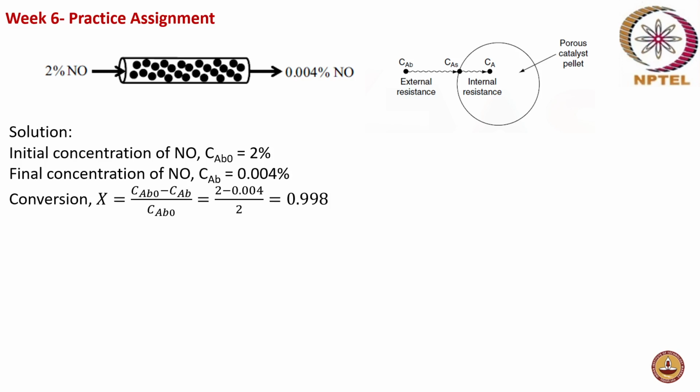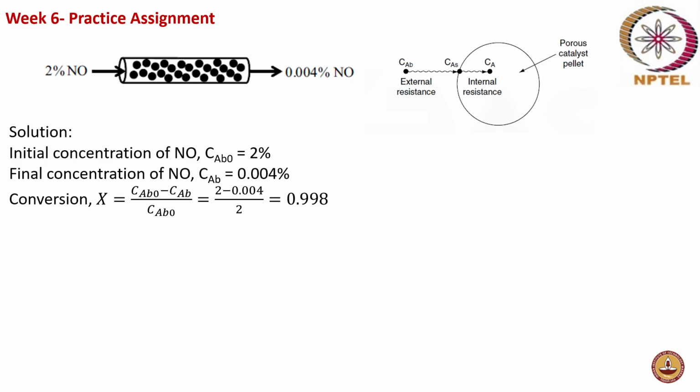So we have to convert this percentage into the mole fraction, so divided by 100, but again in the numerator and denominator it will be 100. That is why we have taken 2 and 0.004 directly. So conversion is given by CAB naught minus CAB by CAB naught. Initial minus final by initial, that is the conversion. So 2 minus 0.004 by 2.